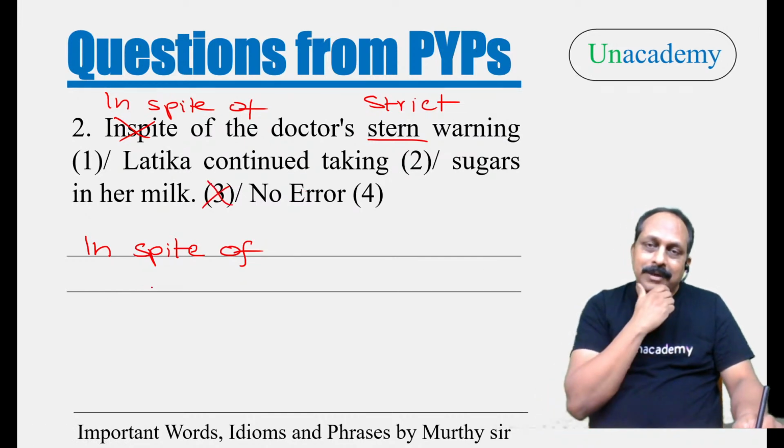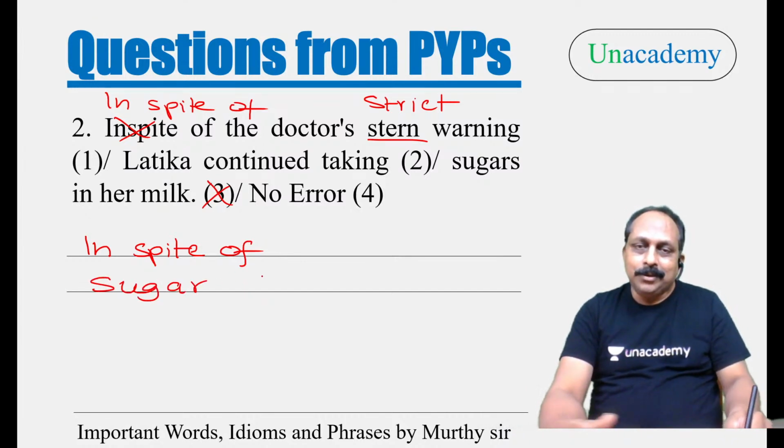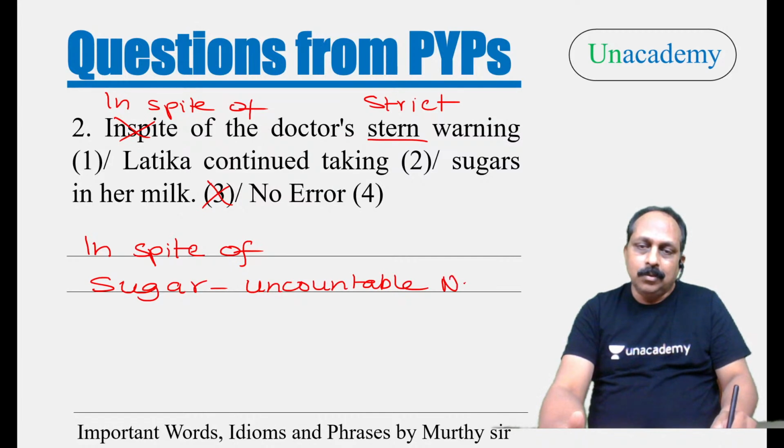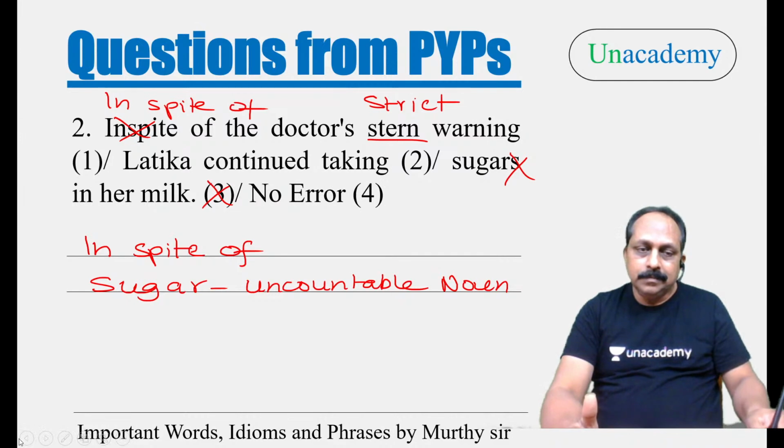In English, when we talk about nouns, we have two types of nouns. One is countable, the other one is uncountable. If you take sugar, can you count sugar? You cannot count. Sugar is an uncountable noun. Based on that, there is an error in the third part. We should not say sugars, it should be sugar. Continued taking sugar in her milk.